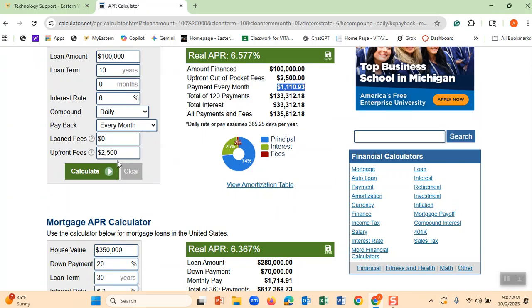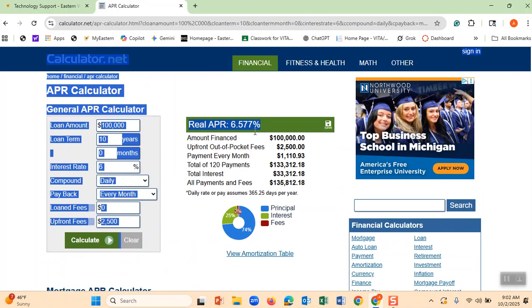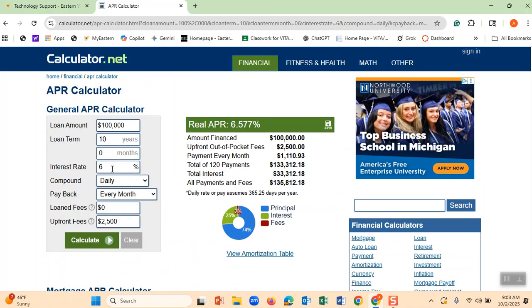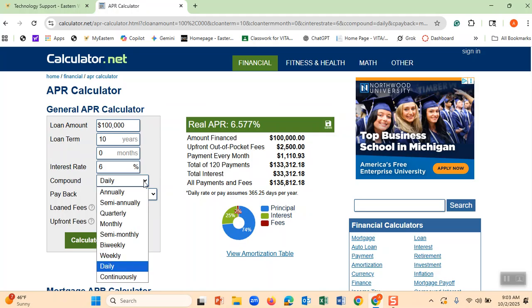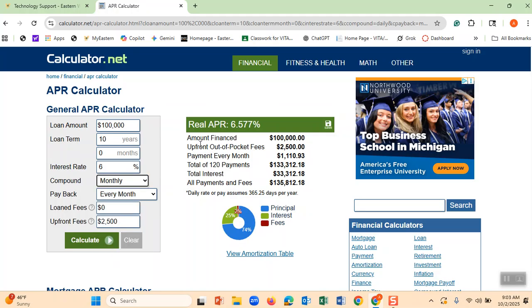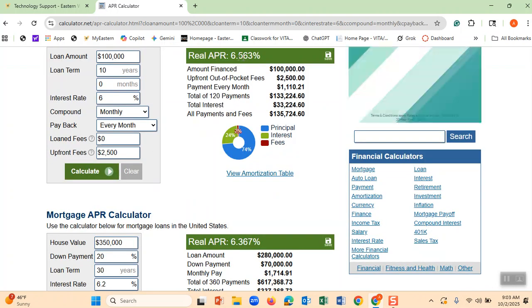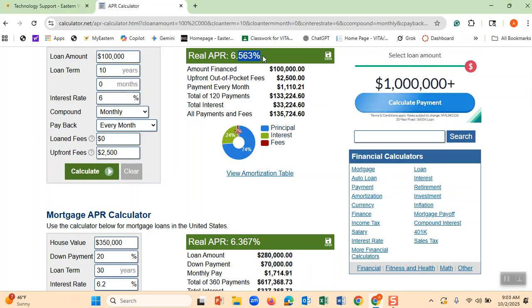Therefore, this problem wants to show you the importance of understanding the real interest rate, which means if the bank is telling you that they are charging you 6%, and then you have to pay monthly, you have to understand that in real terms, you are paying more than 6% to the bank. What you are paying is 6.563% to the bank.